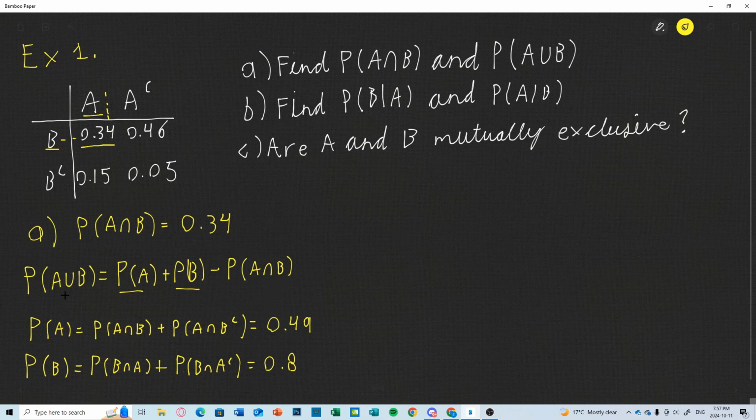Now we're able to answer our question of the probability of A or B, because this is equal to 0.49 plus 0.8 minus 0.34, which gives us a final answer of 0.95. Now we're going to go over part B, which is finding the probability of B given A and the probability of A given B. We'll start off with the probability of B given A. Since we did all this prep work for question A, this part will be very easy because it's just plugging our numbers into the formula.